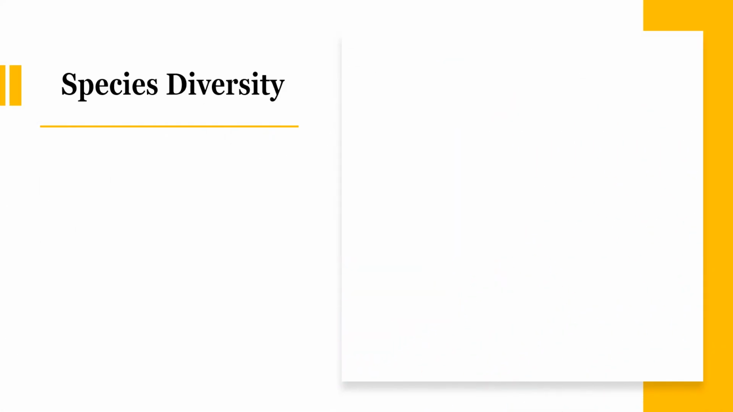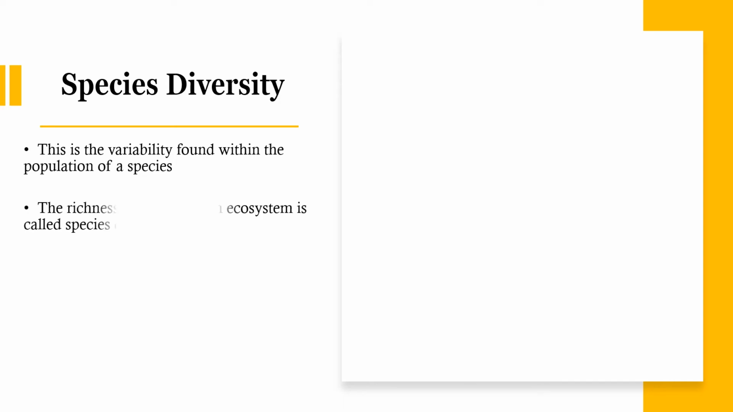Now let's see what is species diversity. A discrete group of organisms of the same kind is known as species. This is the variability found within the population of a species. Species diversity refers to the number of plant and animal species present in a community or an ecosystem. The sum of variety of all living organisms at a specific level is known as species diversity. And you can say the richness of species in an ecosystem is species diversity.